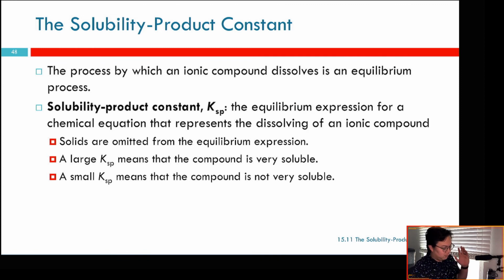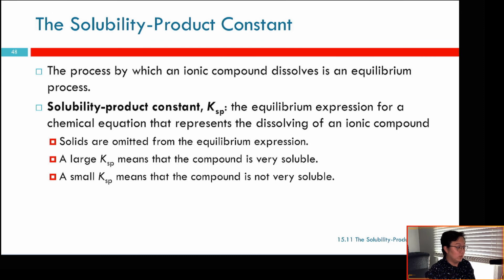So now we've talked about equilibrium constants. We've talked about what equilibrium is, a dynamic equilibrium. And we've talked about all of the things that affect equilibrium: temperature, pressure, number of moles of products or reactants. Another process that takes place in an equilibrium is solubility. So the solubility, KSP, is the equilibrium expression for the chemical equation that represents the dissolving of an ionic compound.